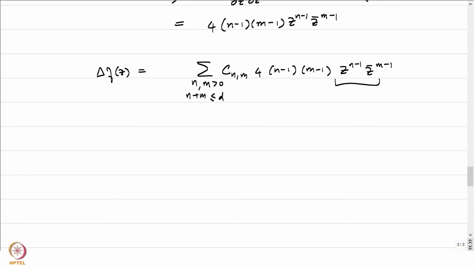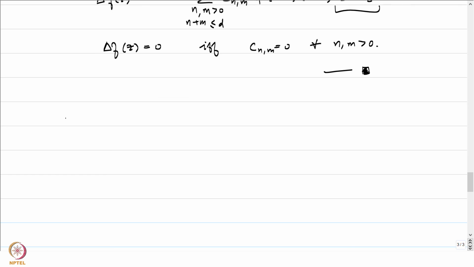But this is a basis of the collection of all polynomials of degree less than or equal to d, and therefore c_nm is forced to be 0 whenever such an expression is demanded to be 0. The Laplacian of f is equal to 0 if and only if c_nm is equal to 0 for all n, m where either n is greater than 0 or m is greater than 0. So this is one stroke. We have the if and only if part, and with that we complete the proof.